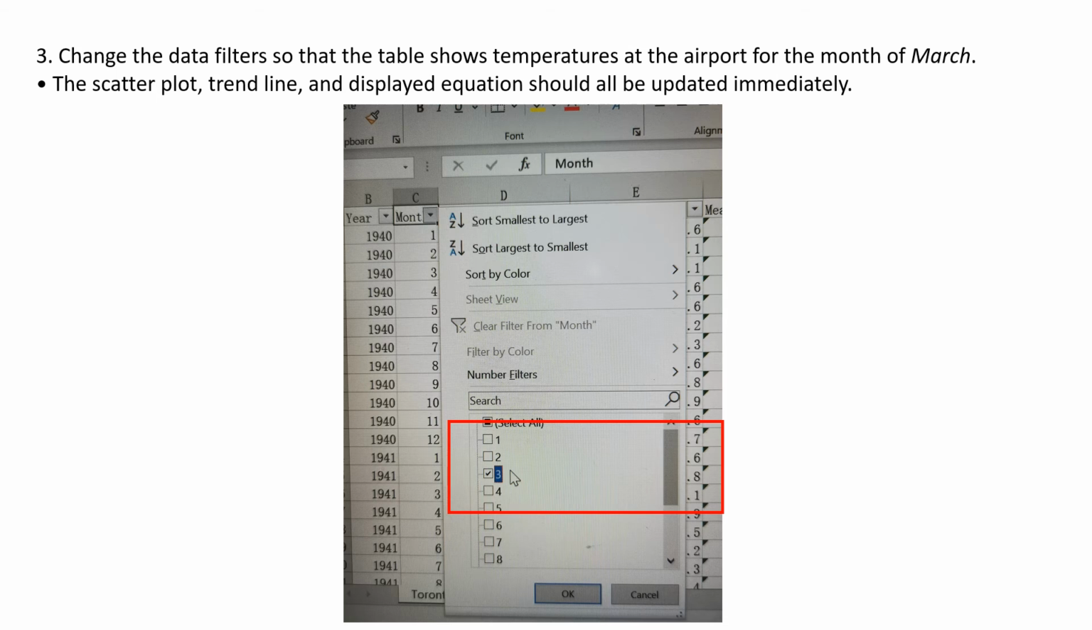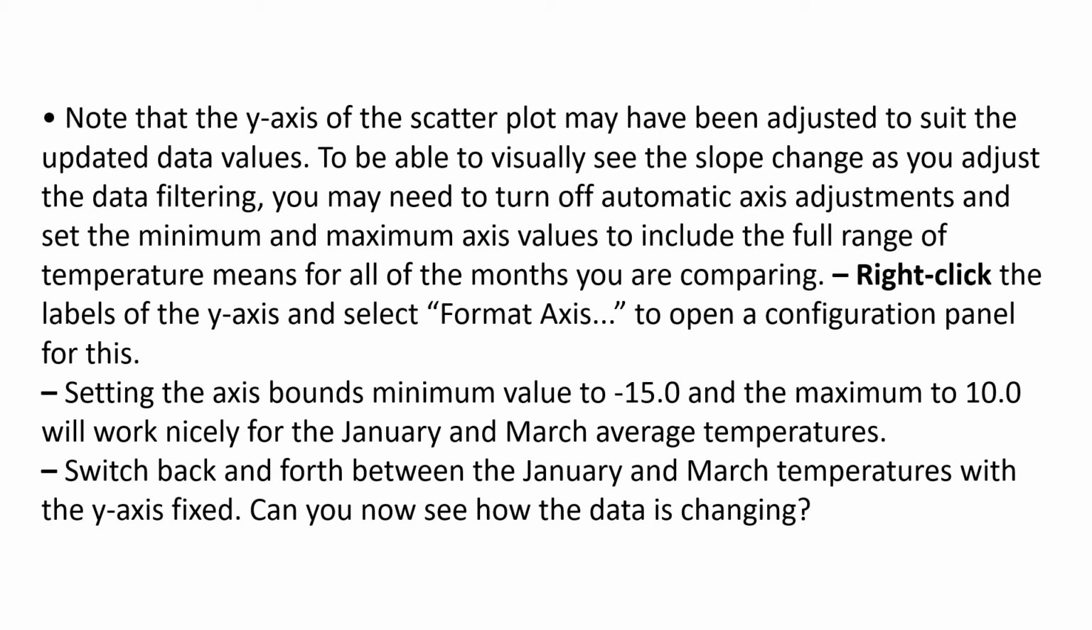Change the data filters so that the table shows temperatures at the airport for the month of March. The scatter plot, trend line, and displayed equation should all be updated immediately. We can turn off automatic axis adjustments and set the minimum and maximum axis values to include the full range of temperature means for all of the months you are comparing.